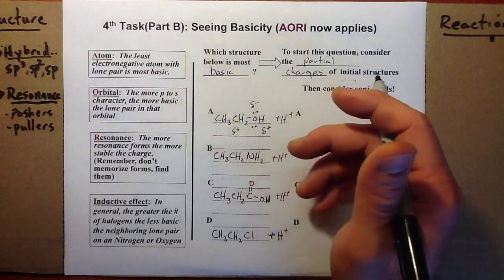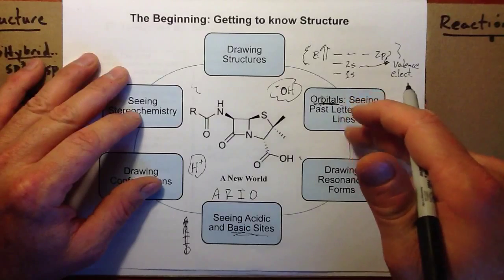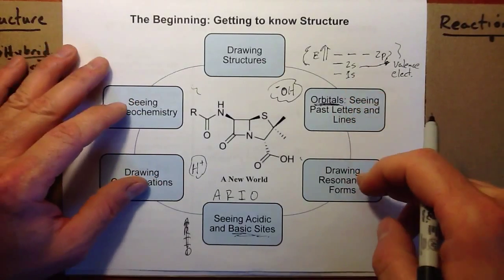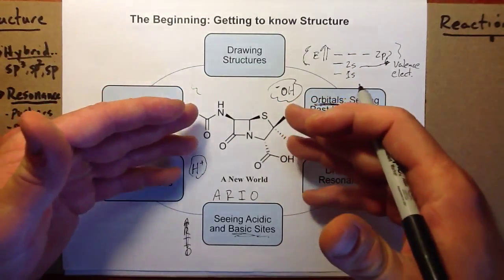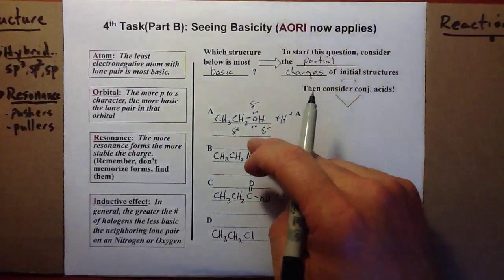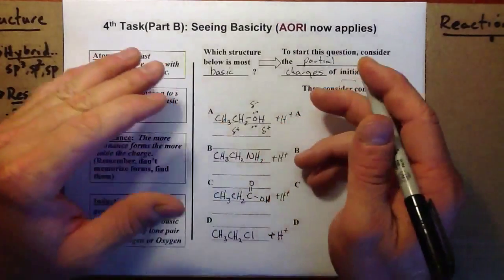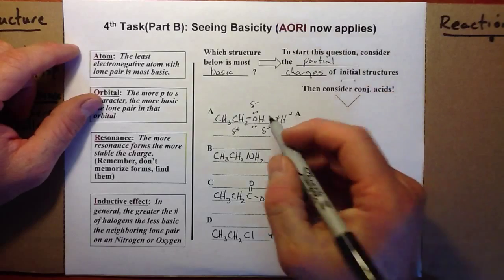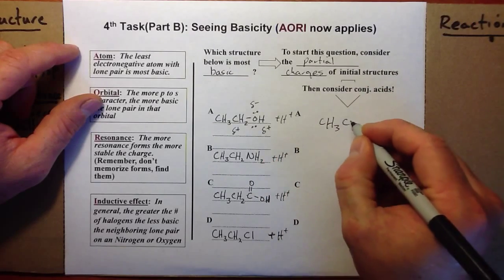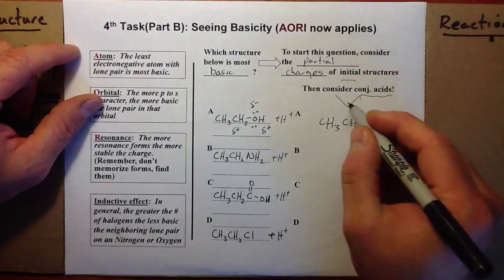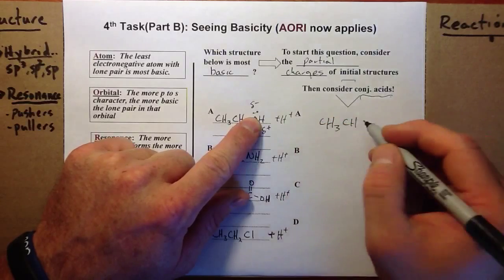So we're just setting partial charges based on the inductive effects we see in this structure. And again, this is building on all that we've done with seeing orbitals, past letters and lines, seeing inductive effect and resonance effects, being able to see behind these skeletal structures. So we're just doing that here. Yes, that oxygen's sp3, and there's no pi bonding. So that would be the place where I'd most likely put the proton. So we're going to consider the conjugate acids that would be formed if this oxygen takes the proton.